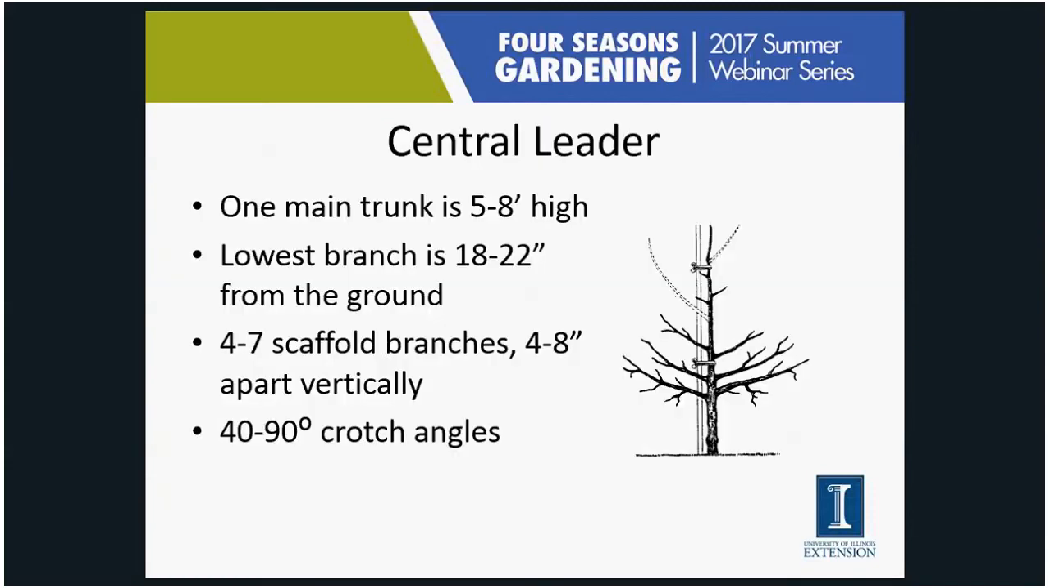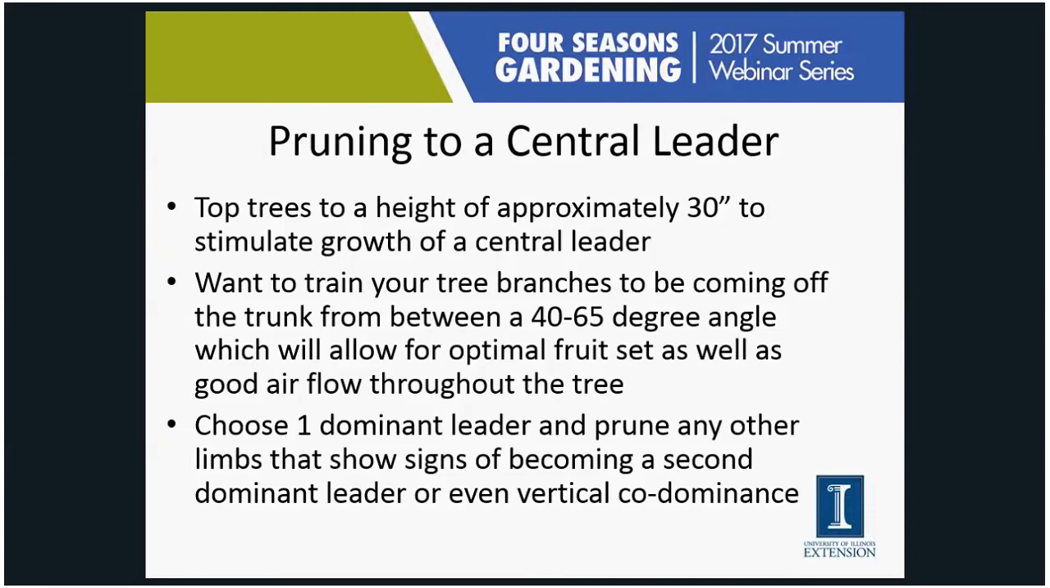For the central leader, you want one main trunk that's about 5 to 8 feet tall, with your lowest branch 18 to 22 inches from the ground. The main branches of the tree are called your scaffold branches, and you want those 4 to 8 inches apart vertically. In your pruning practices, you want to make sure that things are distributed well in the canopy of your tree, and that you have 40 to 90 degree crotch angles because they're a stronger angle for the branches. In pruning to a central leader, you can top the trees to a height of approximately 30 inches to stimulate the growth of the central leader, and develop good airflow through the tree so it can help prevent some disease occurrence. But again, we're choosing one dominant leader and pruning out all the other limbs that may show some co-dominance.